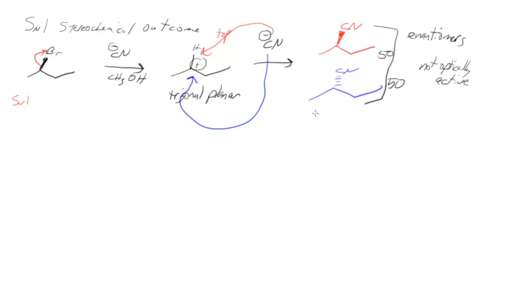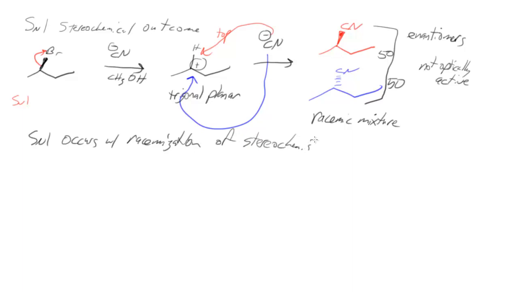And so what we call this is a racemic mixture. And since this mechanism forms a racemic mixture, we say that the SN1 mechanism occurs with racemization of stereochemistry, while an SN2 occurs with inversion of stereochemistry.